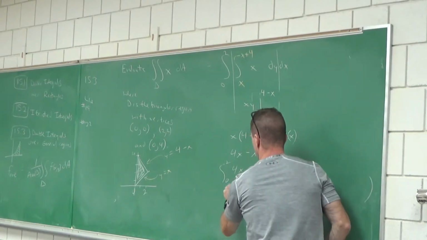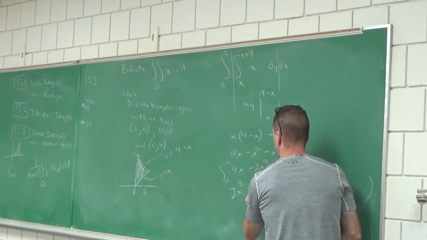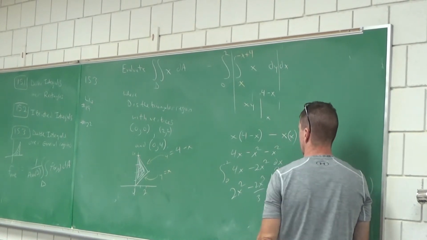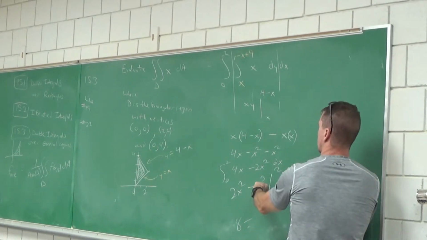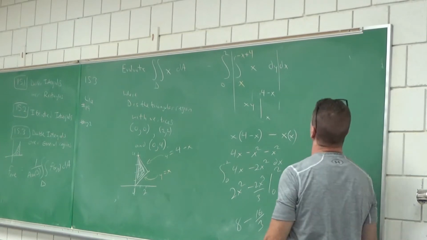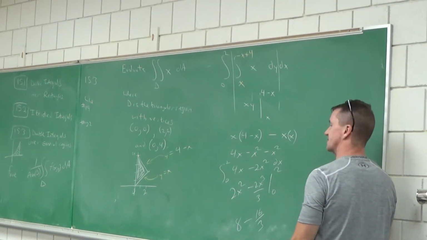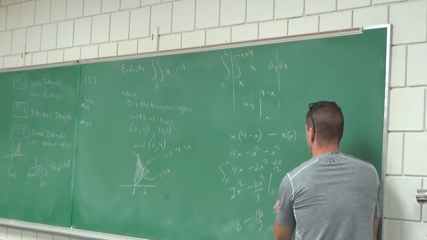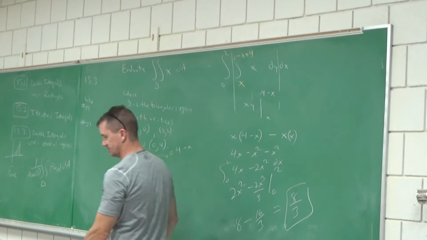2x squared, 2x cubed over 3. Becomes 8. Alright, what's 8 minus 16 thirds? What's 24 thirds minus 16 thirds? 8 thirds. There it is. There's the answer. That's what we evaluate that integral.